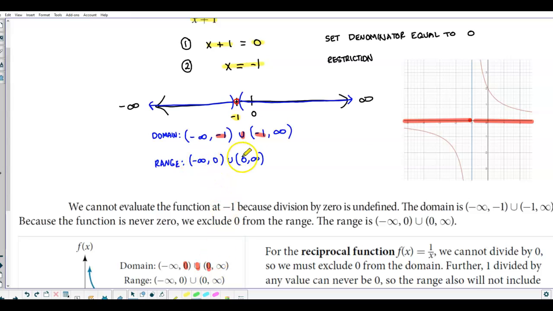When we're talking about the range, it is getting closer and closer to 0, so we're starting at -infinity going to 0. We can't include the 0, and then from 0 all the way to +infinity. And therefore, there is our range.